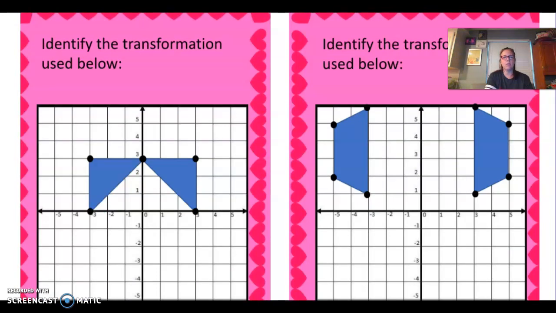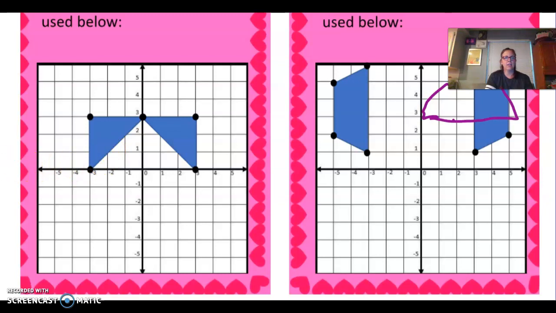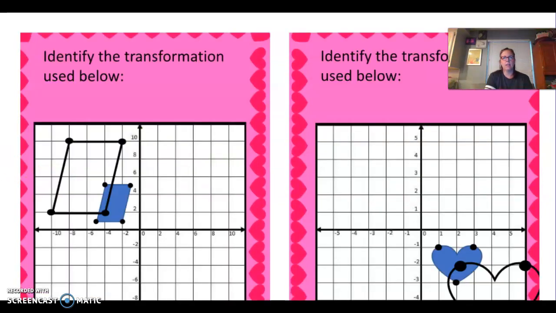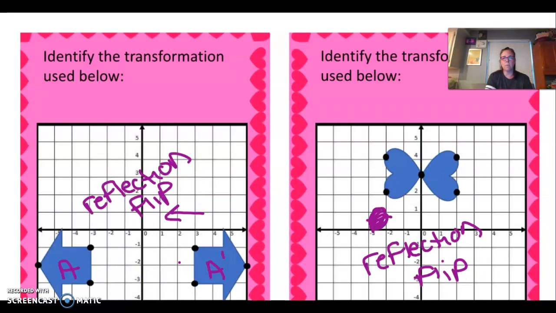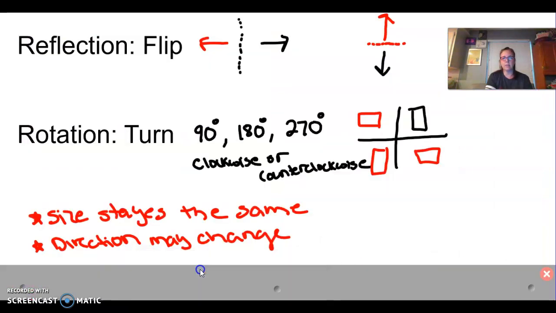You guys see those? If this had been a rotation, it would be more like this, like it would be facing. This is an awful drawing, but it would look something like that. Okay, and we don't do dilations. Those would be dilations.